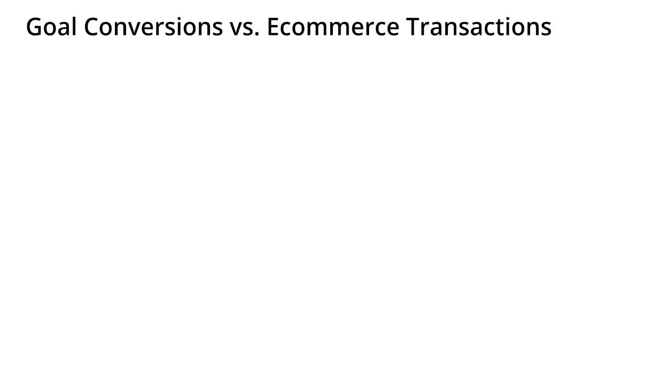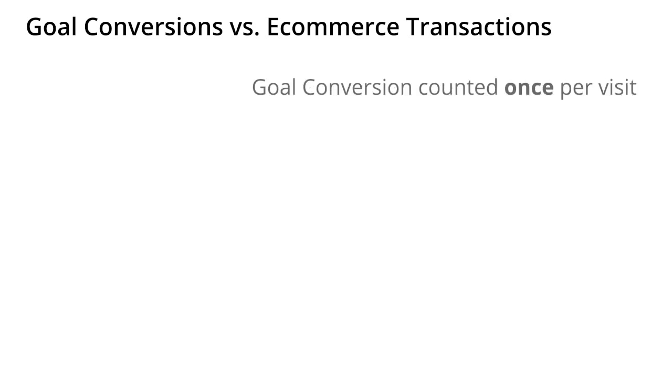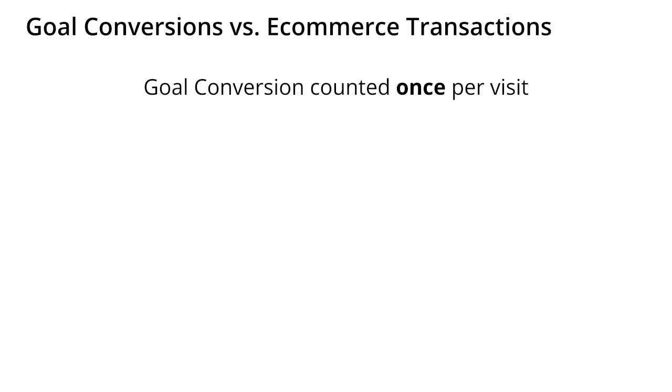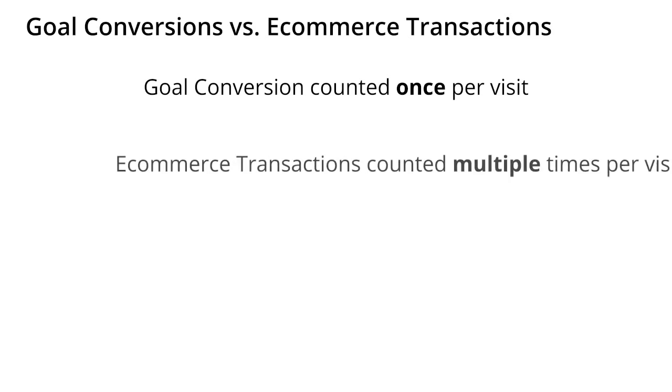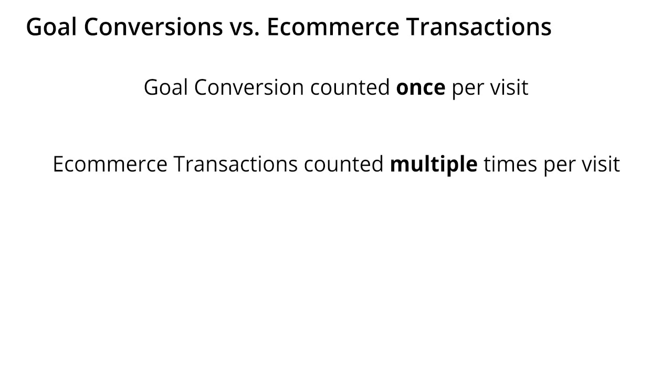If you do use e-commerce tracking in Google Analytics, there is an important difference between goal conversions and e-commerce transactions that you should be aware of. A goal conversion can only be counted once during a visit, but an e-commerce transaction can be counted multiple times during a visit. Here's an example.